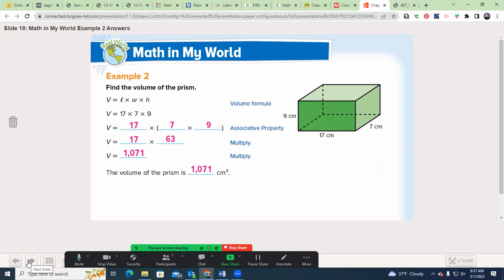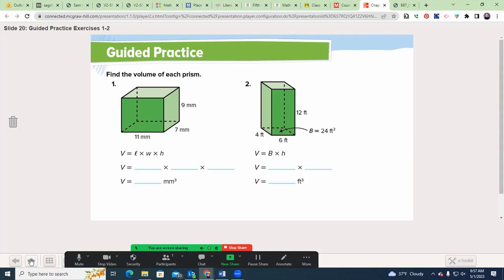All right, let's move on. If you need to pause the video, always just do it. We have guided practice on 956. So what are our sides here? We have 11 millimeters times 7 millimeters times 9 millimeters. What are those going to be multiplied together? Well, let's find out in a second.